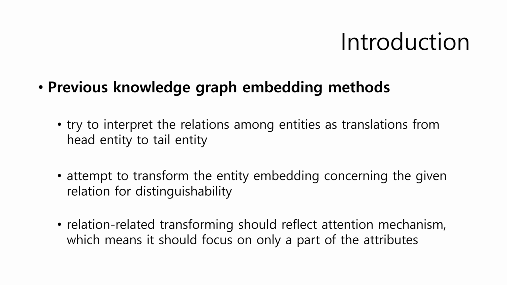Previous knowledge graph embedding methods try to interpret the relations among entities as a translation from the head entity to the tail entity, and attempt to transform the entity embedding concerning the given relation for distinguishability. Also, previous researchers think the relation-related transformation should reflect an attention mechanism, which means it should focus on only a part of the attributes.